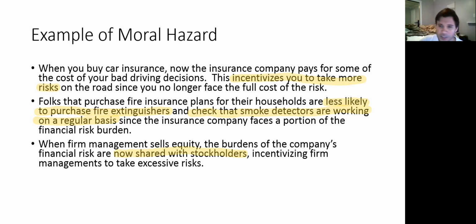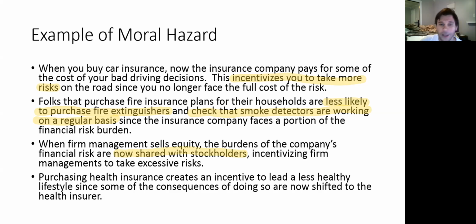Similarly, when you purchase health insurance, you are much more likely to make that late night run for fast food, to go to In-N-Out Burger. Okay, you're more likely to engage in bad behavior like smoking or drinking alcohol, which leads to poorer health outcomes later on in life because you've shifted some of that financial risk away to an insurance party, a third party.